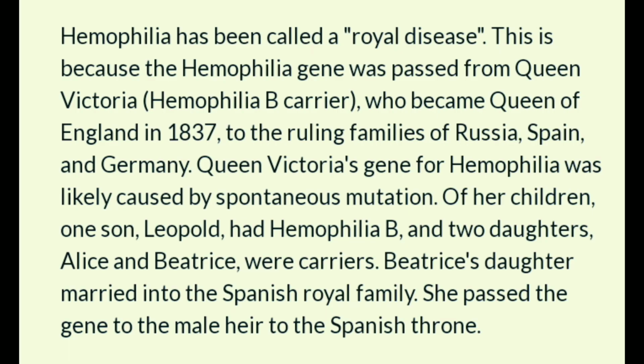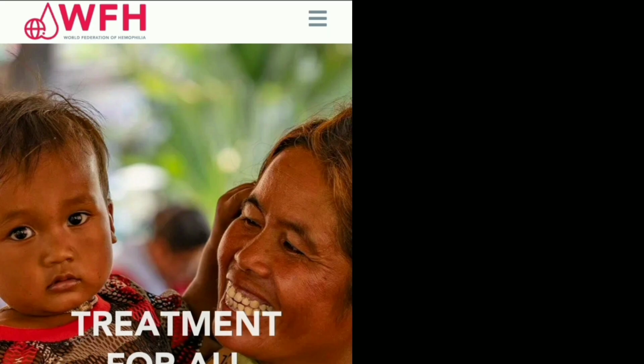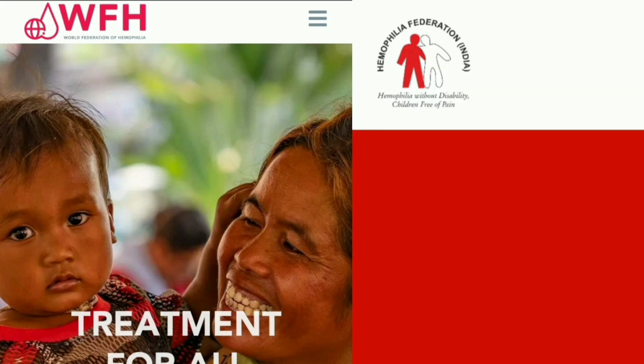There are social organizations that work for hemophilic patients who need special care and attention. These organizations volunteer to provide adequate care to the hemophilic patients and to inform their relatives and the public.